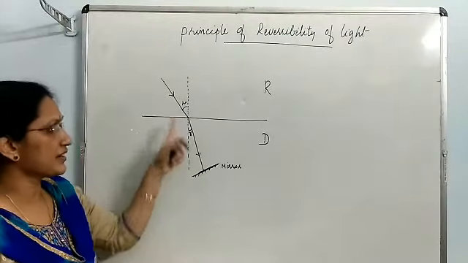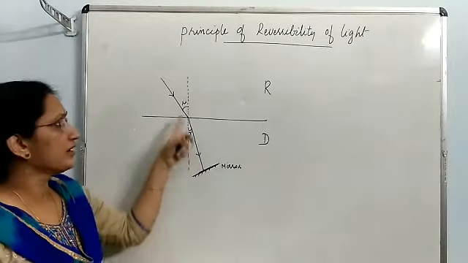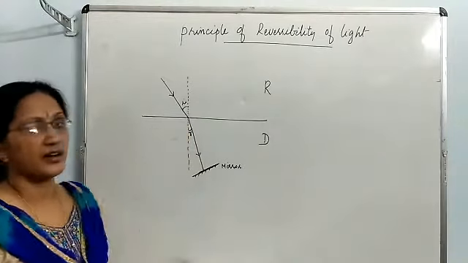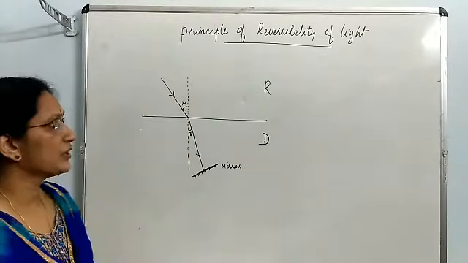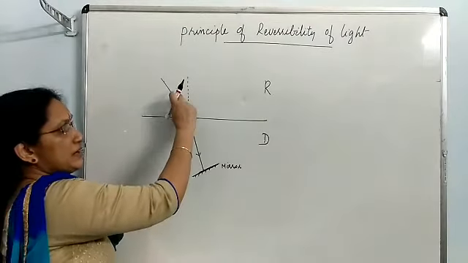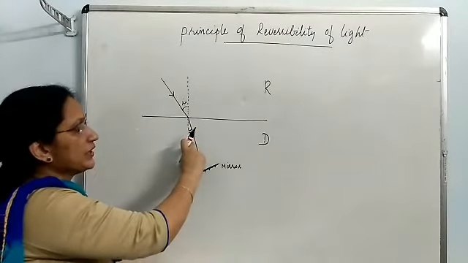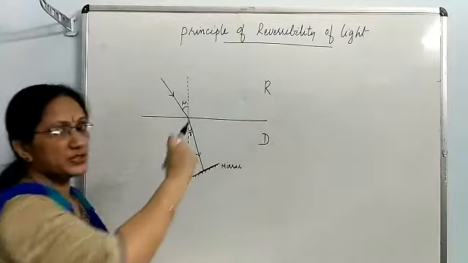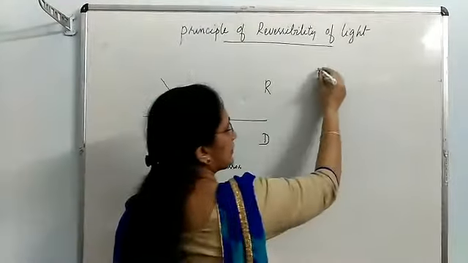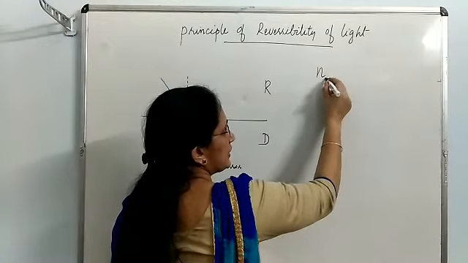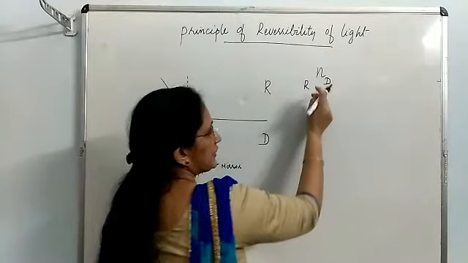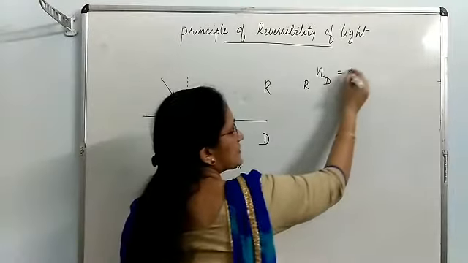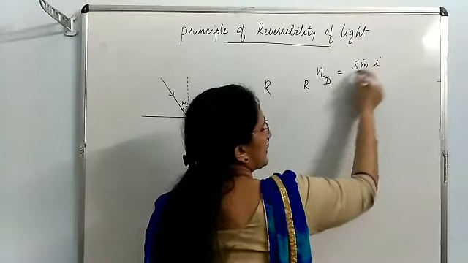This is the incident ray, this is the refracted ray, angle i and angle r. So if you find out sin i by sin r, you will get the refractive index of denser medium with respect to rarer medium. Refractive index of denser medium with respect to rarer medium is sin i by sin r.